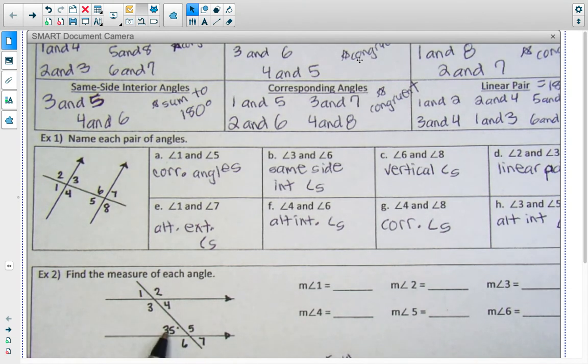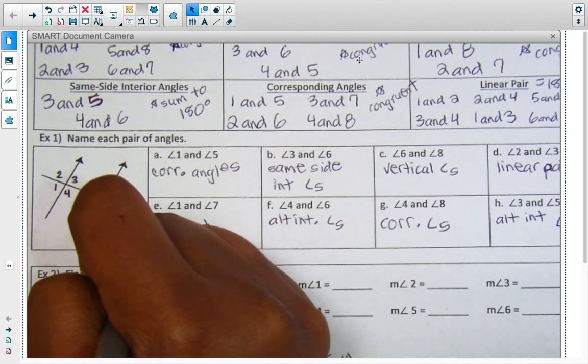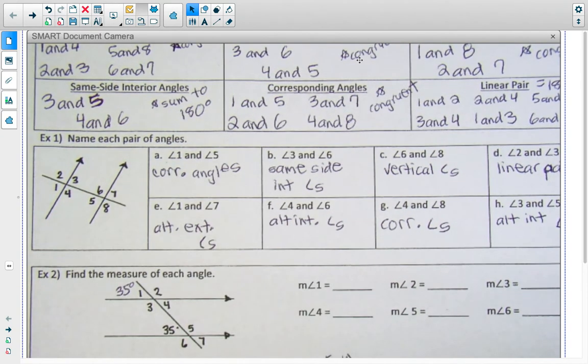So if this is 35, I know that if I jump over here to number 1, it is a corresponding angle because it's the same position, just in different pods, so to speak, but the same position. So these are corresponding angles. So if this angle is 35, angle 1 is also 35 degrees because they're corresponding angles.